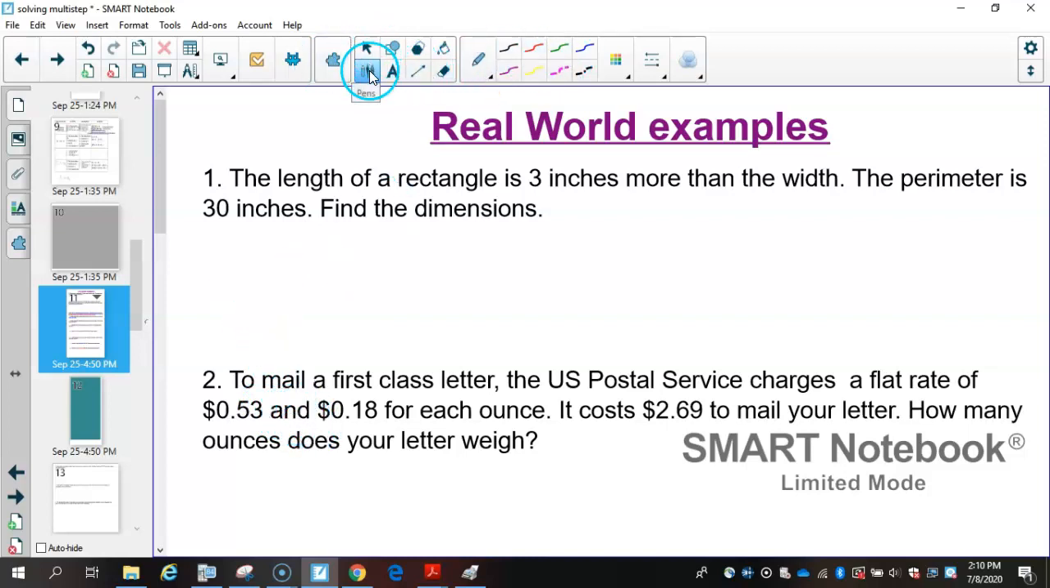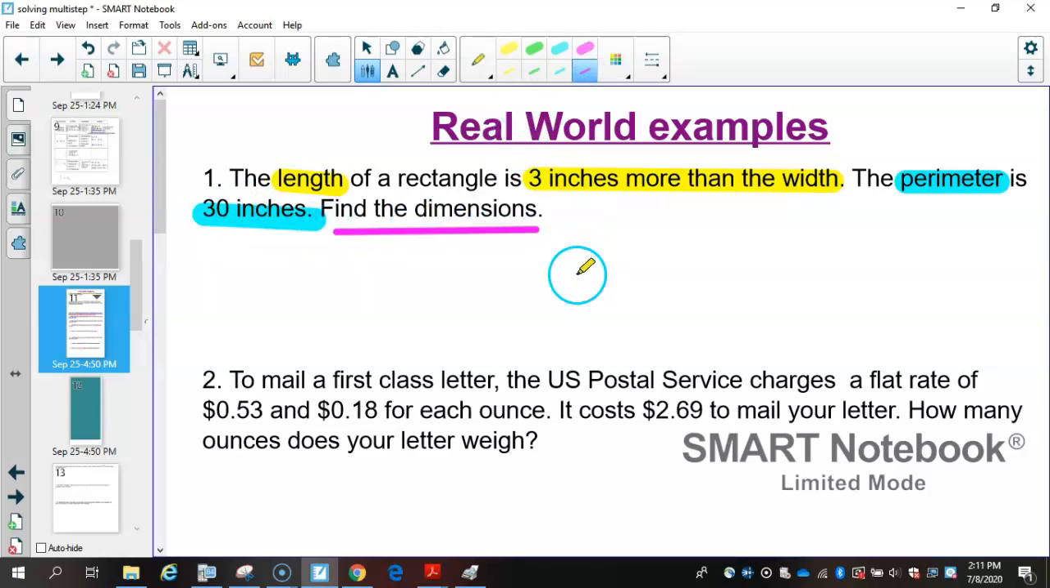Alright, so as with any word problem that we ever face, one, we need to read it. So number 1, the length of a rectangle is 3 inches more than the width. The perimeter is 30 inches. Find the dimensions. Two, the second thing we need to do is highlight, underline, circle anything that's important. So I can say the length of a rectangle is 3 inches more than the width. That seems pretty important. Something else is that the perimeter is 30 inches and it's asking us to find the dimensions. That means the length and the width.